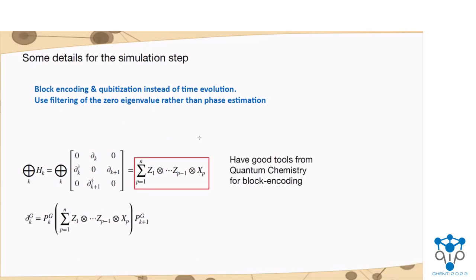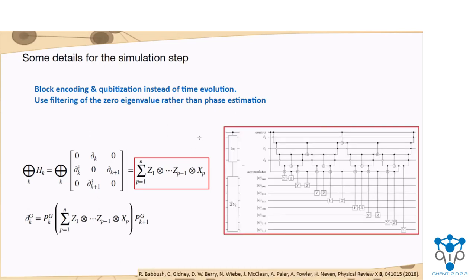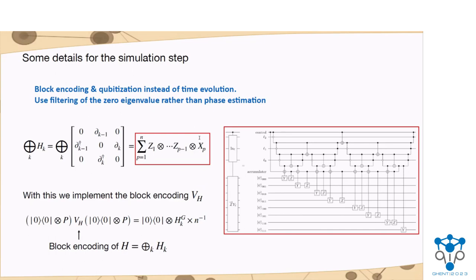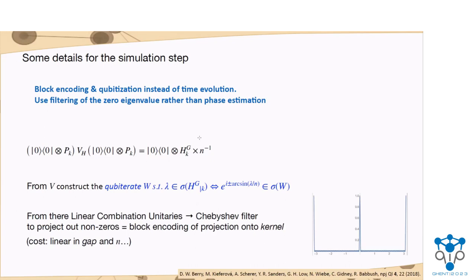Okay, so the thing is, for this guy here, we have very good tools from quantum chemistry already, exactly these operators. And in particular, this circuit here, when conditioned on the uniform superposition state in the control register, realizes this operation. What that means, this is already the block encoding of this operator here. And now, from this, if we had the projection operators on both sides, we would really have the block encoding. But as I mentioned, we go and build the qubitrate operator, which absorbs these projections, and we get a unitary whose phases, eigenphases, are the arc sine of the rescaled eigenvalues of the Hermitian operator that we wanted to simulate.